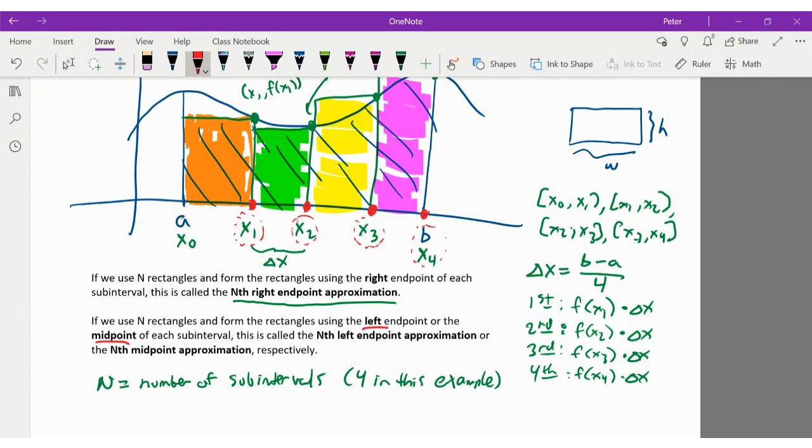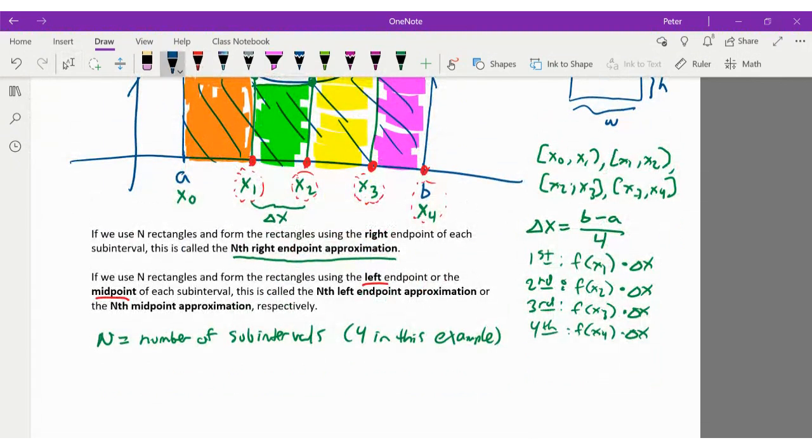So next question was, will there be a specific question asking us to use left or midpoint rather than right? The answer is yes. There are questions that will ask for left and right, and I'll do one that finds the approximate area by all three for the same function in a minute. Next question is, how did I find delta x?